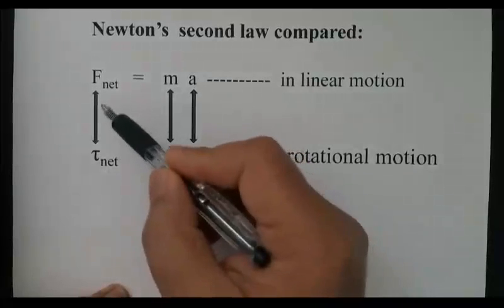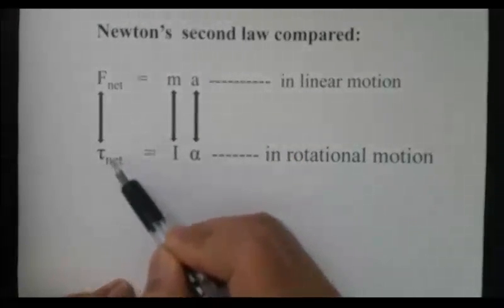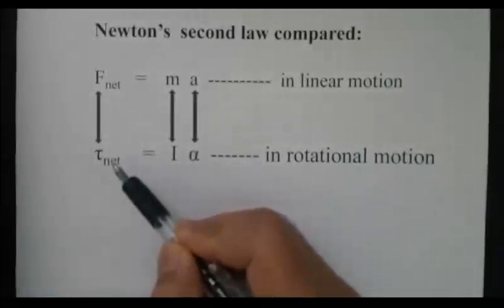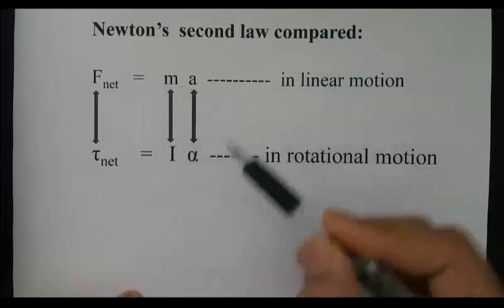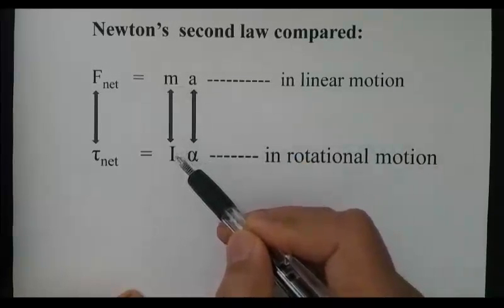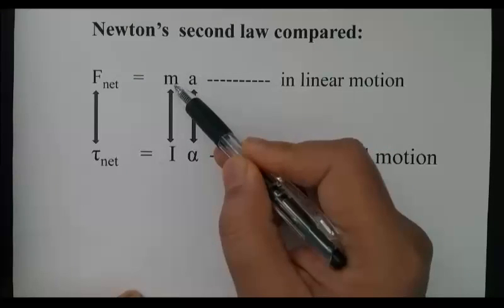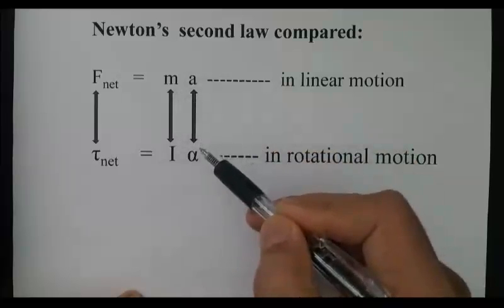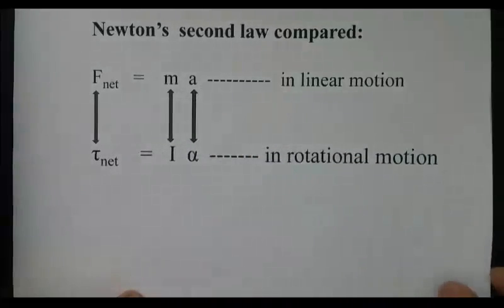Force is replaced by torque because torque plays the same role as force does in translational motion. Similarly, moment of inertia plays the same role in rotational motion as mass does in translational motion, and the same thing with alpha and a. So this is the main formula to remember. Let me pick some random problems to work with.